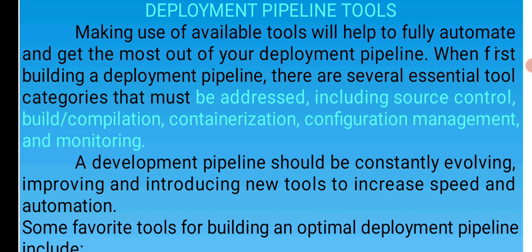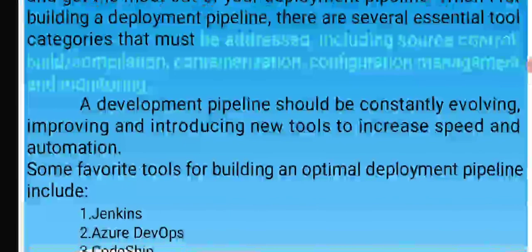Deployment pipeline tools. Making use of available tools will help to fully automate it and get the most out of your deployment pipeline. When first building a deployment pipeline, there are several essential tool categories that must be addressed, including source control, build compilation, containerization, configuration management, and monitoring.